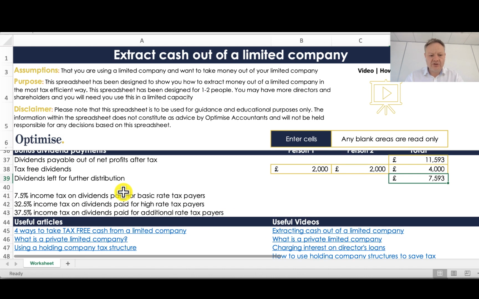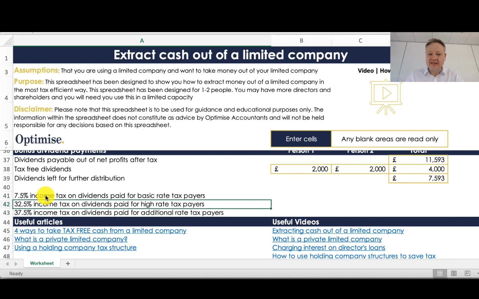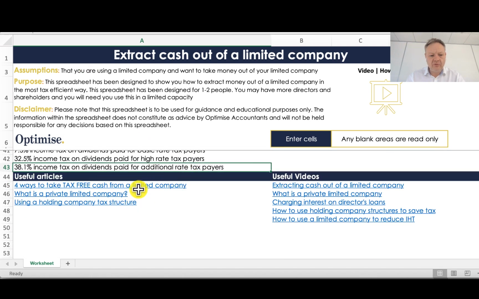Now, as a couple, you might want to decide who has the dividends because it depends on how much tax you pay. As a basic rate taxpayer, you pay 7.5% income tax on any dividends that you are distributing. As a high rate taxpayer, that increases to 32.5% income tax. And additional rate taxpayers, I'm not sure why that's at 38.7.5, so it should be 38.1. So I'll change that to here. So the additional rate taxpayers will be paying 31.1% income tax.